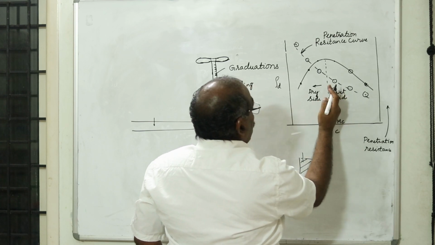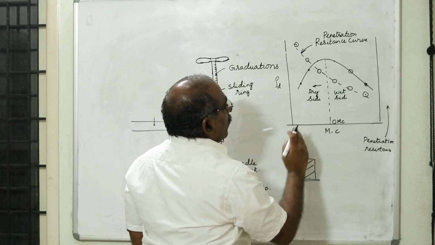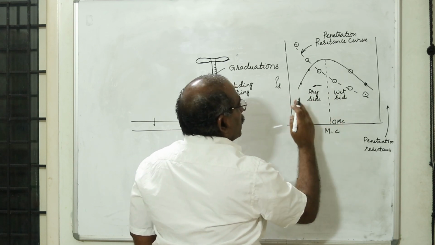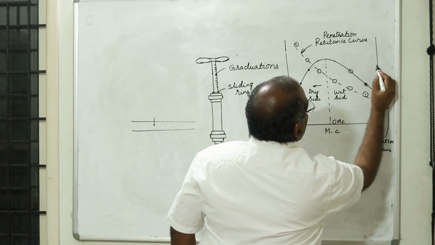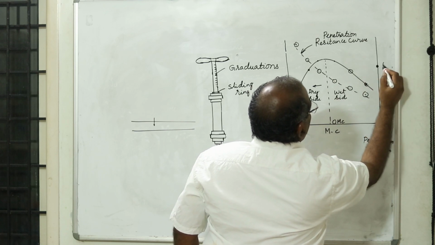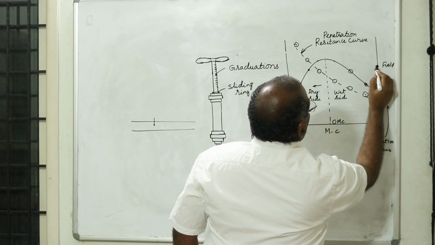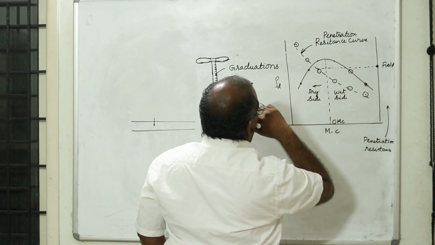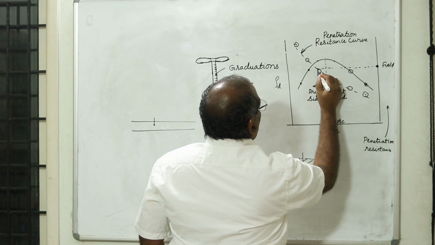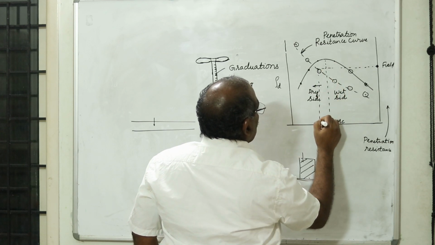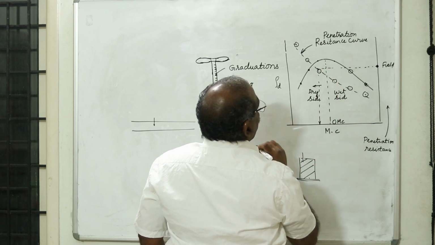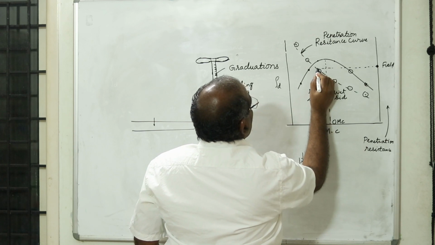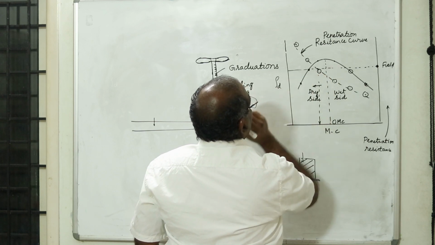Now I need to know whether I am too far away from the OMC or very near to the OMC, either on the dry side or the wet side. What am I going to do? I am going to take this penetration resistance. This is the field value. Now I am going to draw a horizontal line. Wherever it cuts the curve, corresponding to that, I know this is the water content. This is the field water content, and this is the corresponding density. Now I get my density.